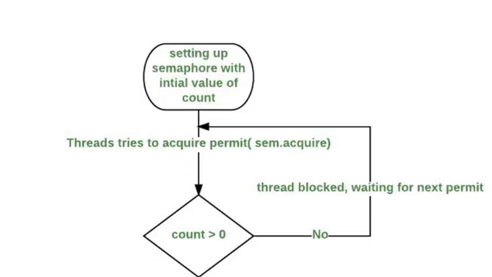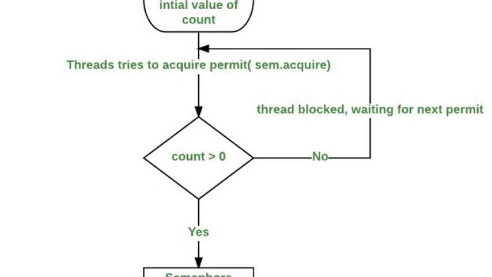So let's go to this flowchart and see how it works. This is the semaphore. First, when you write the program, we have to set the semaphore counter, which decides how many threads should be allowed. Then the thread tries to acquire the resource permit. Here, if the counter is greater than 0, then it will be yes. If the counter is equal to 0 or less than 0, then it will be no, and it goes back to the counter setting.